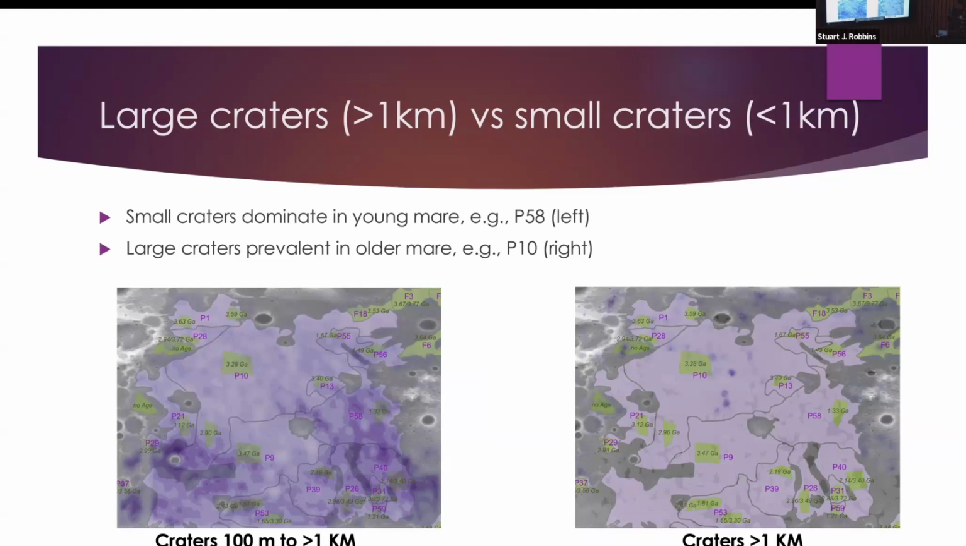We see variations in the density map based on small and large craters. On the left, small craters are dominating some of the young Mare, like P58 here. So a fresh surface, or relatively fresher Mare, is going to only have the small craters be prevalent. Whereas when you go to the larger craters, larger than 1 kilometer and up, we have very little, very low crater density.